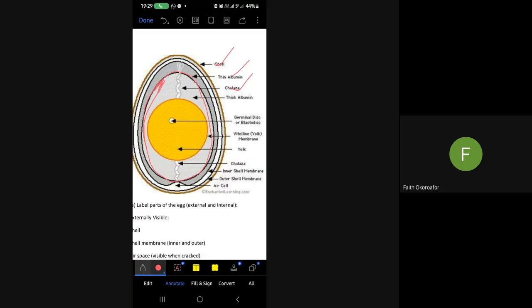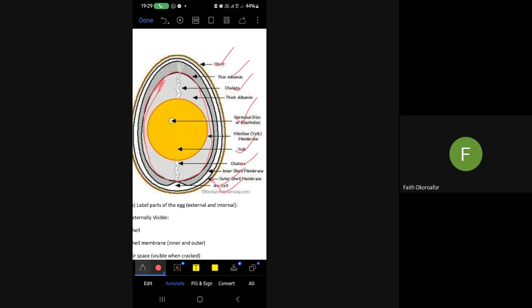So the shell, the albumin, the germinal disc, very, very important. The yolk, the air space, and the chalaza. These are the core parts, okay, and the membrane too. Just one membrane, or you can make it two.